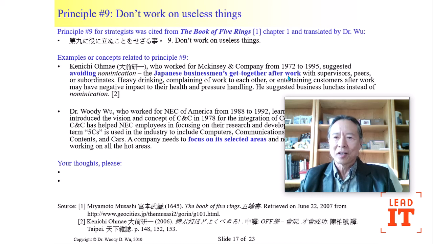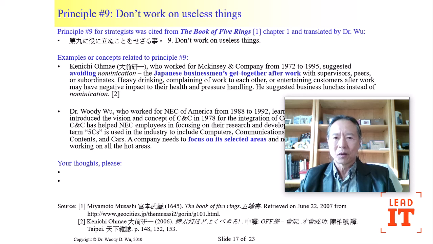Japanese companies, kaisha, have a culture where after work you get together in a bar to have wine, talking and eating, drinking with your co-workers about business or any other stuff, and go home late, wake up next morning and come back to the kaisha, the company, to work. According to Kenichi Omae, that's real bad. Although he suggested that, people have not changed.